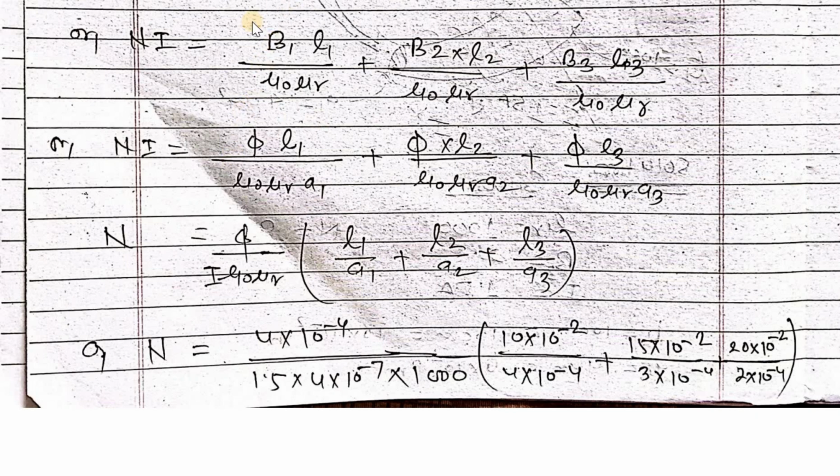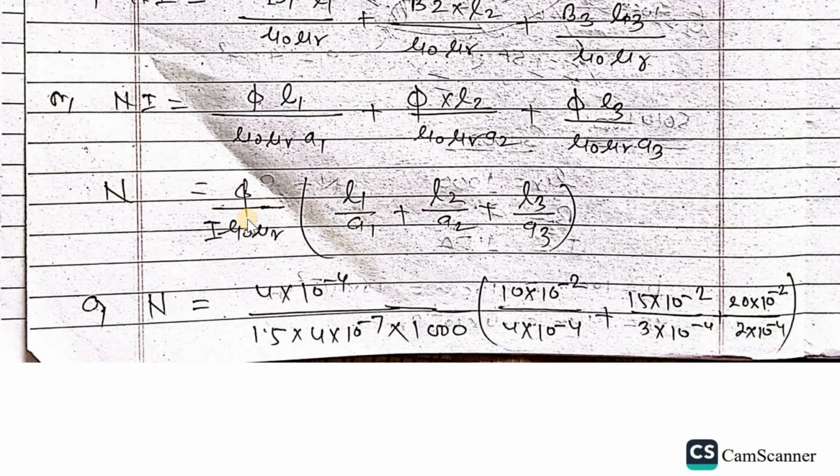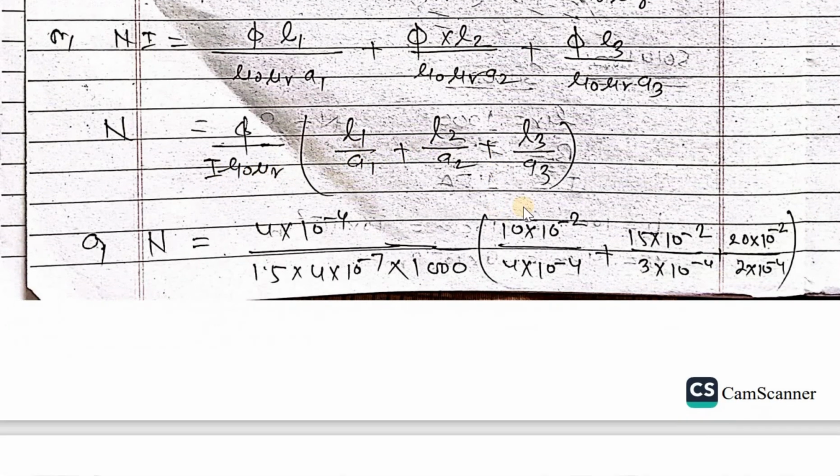So in place of B we can write flux upon A1, similarly flux upon A2, similarly flux upon A3. Then you can get N equals flux upon I mu naught mu r, times L1 upon A1 plus L2 upon A2 plus L3 upon A3.